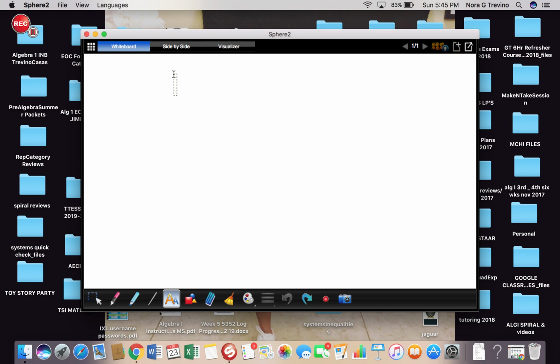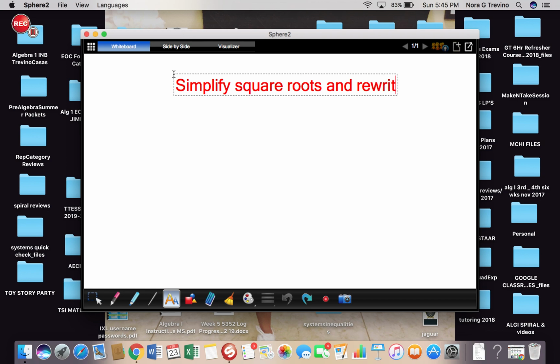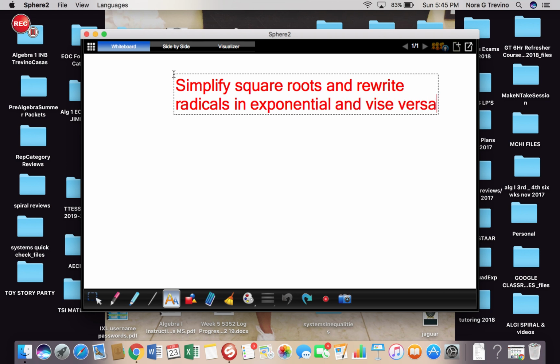Okay, so today we are going to simplify square roots, and we are going to rewrite radicals in exponential form and vice versa. So it should be a very simple lesson, so just pay attention.